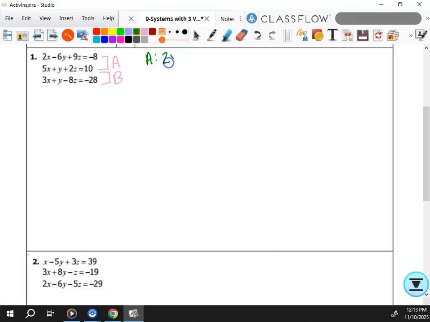And that's going to be 2x minus 6y plus 9z equals negative 8. And then 5x plus y plus 2z equals 10. Okay, so I've just got those 2 equations.